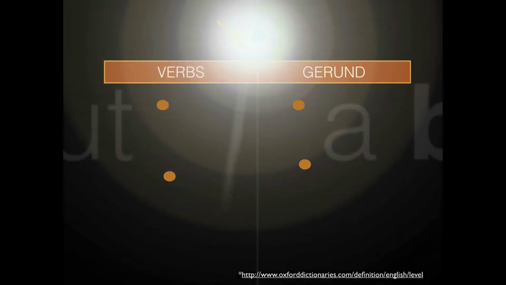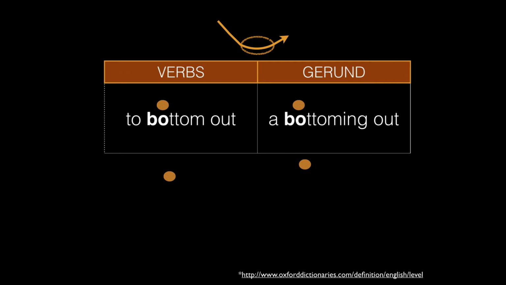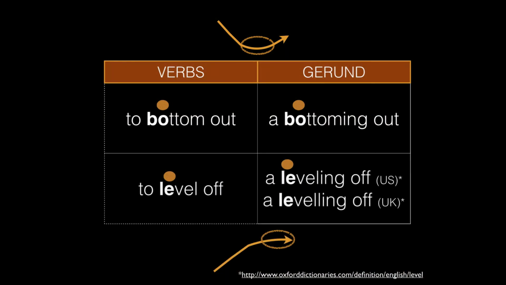Here are two verbs where there isn't a good noun, and so people use the gerund, which is the ing form, which is like a verb acting as a noun. So, to bottom out, and a bottoming out. There was a bottoming out in September, for example. Likewise, to level off, or a leveling off. The US spelling is one L before the ing, and the UK spelling is two L's before the ing.